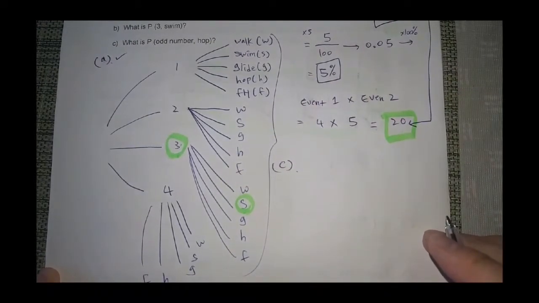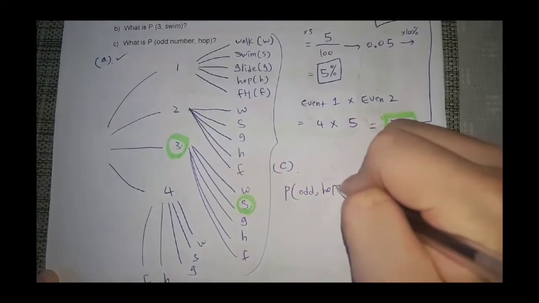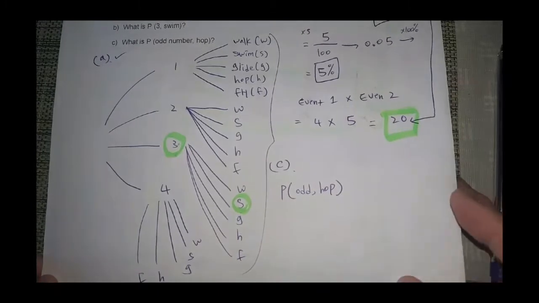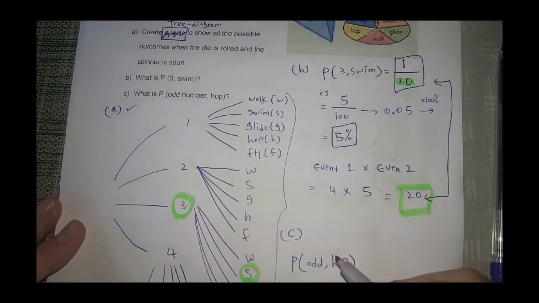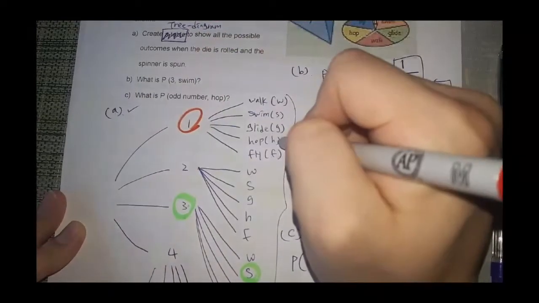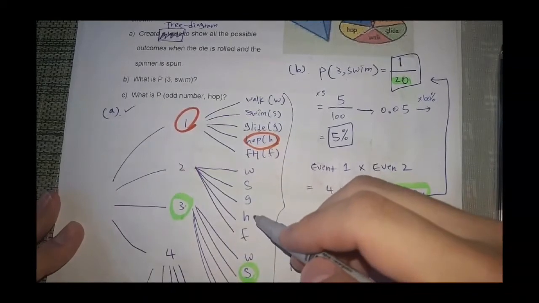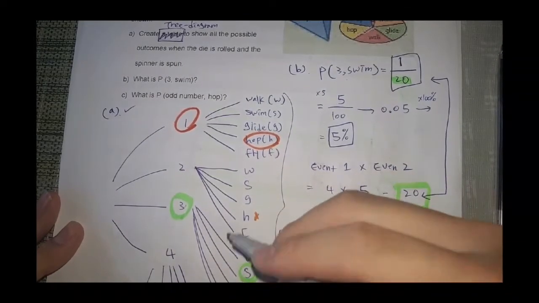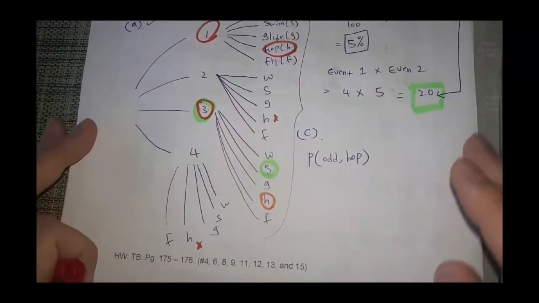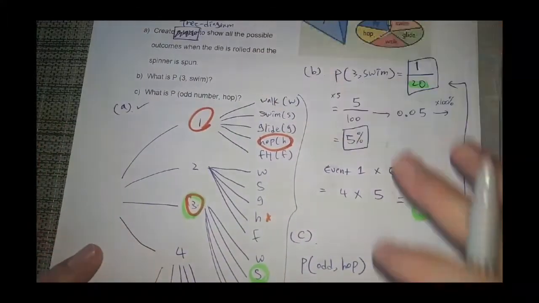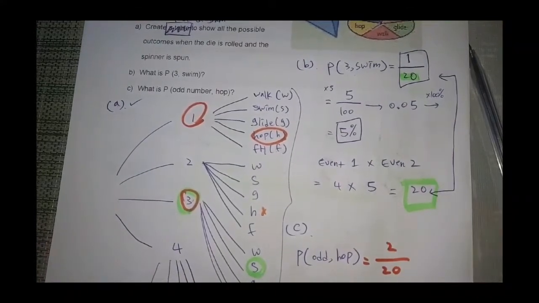The next one, find the probability of an odd number and hop. As you may notice, that means I now have to consider every hop possibility with an odd number. So that means 1 and hop. That's one situation. 2 and hop, we are not going to pick this one. 3 and hop, yes we do. 4 and hop, we don't include that possibility. So long story short, out of 20 possibilities, we have 2 possibilities.